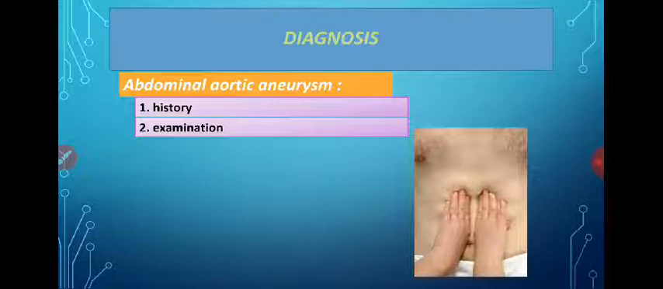Now, the diagnosis of abdominal aortic aneurysm. As with a thoracic aortic aneurysm, detection of abdominal aortic aneurysm may come from taking history when we note most of the clinical features. Also, during a routine examination, especially when we detect an abdominal mass.